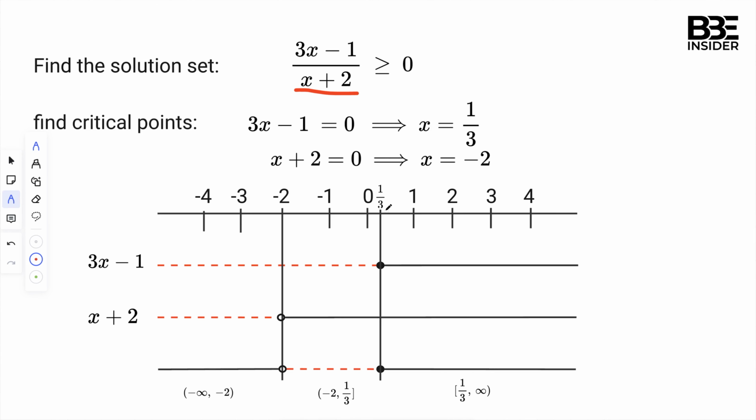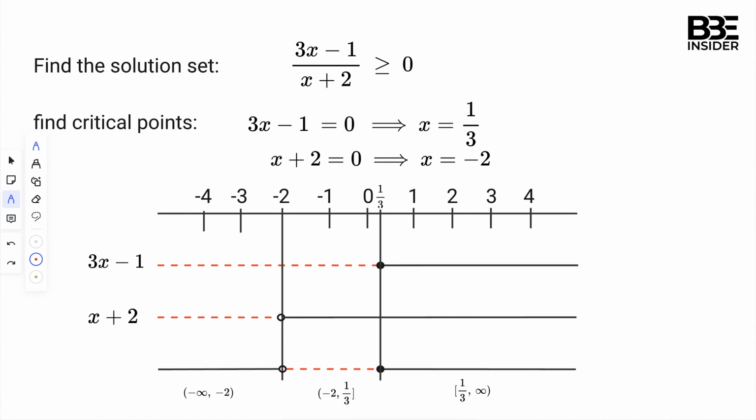We will create a sign chart once again. First step, we note the critical values and draw vertical lines below them. The first one is 1 over 3 and the second one is -2. As we deal with a non-strict inequality, we can make filled circles under 1 over 3. With the critical point -2, we can't do that because this would lead to an undefined expression. Therefore, the circle stays open, meaning it is not included.